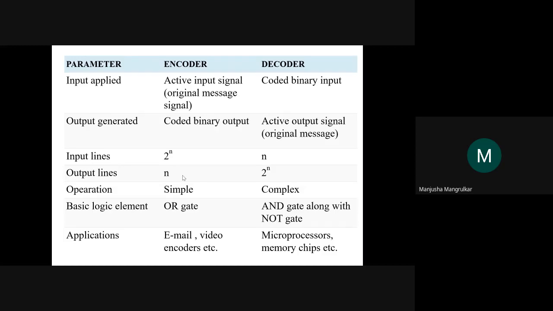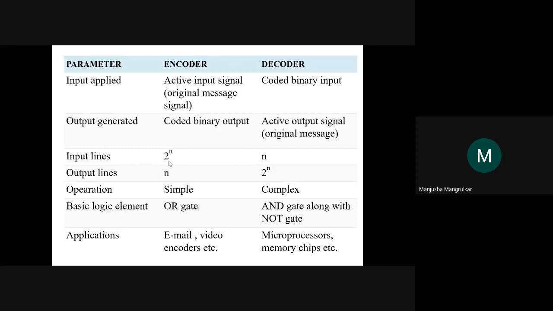The parameter is input applied. Active input signal: active means whatever signals we have to send, it is encoded. In a decoder, what do we get? It is a coded binary output. We decode there and then we give the output. Output generation: code is generated here, whereas the active signal is generated in the decoder. The encoder is reversely proportional to the decoder.